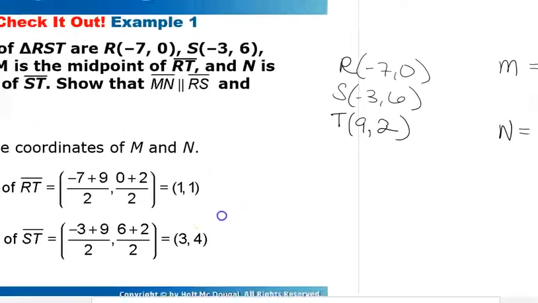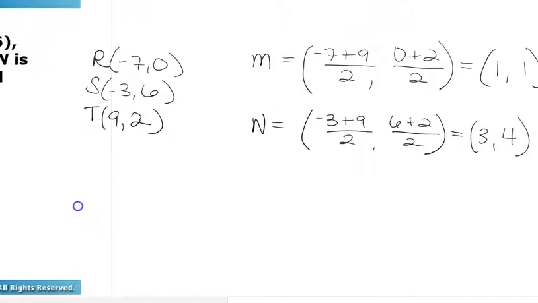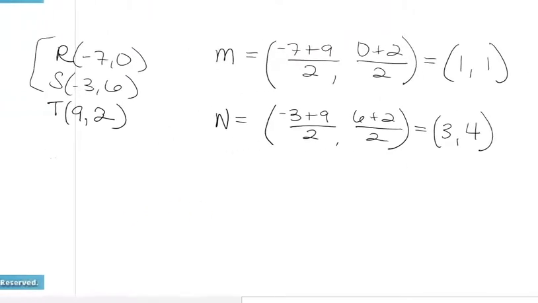Okay, now let's find out what else they want from us. We want to show that MN is parallel to RS. So we're looking at MN and RS. We're going to show that these are parallel. MN parallel to RS. Using what formula? The slope formula. So for the slope, let's find MN's slope first.